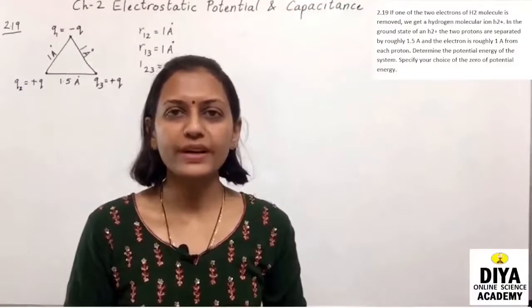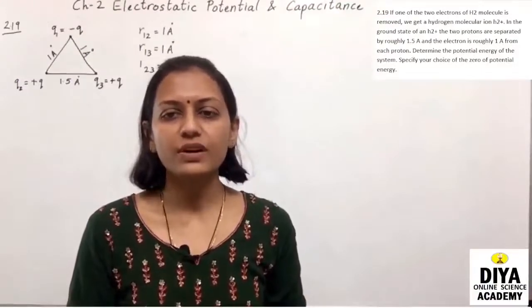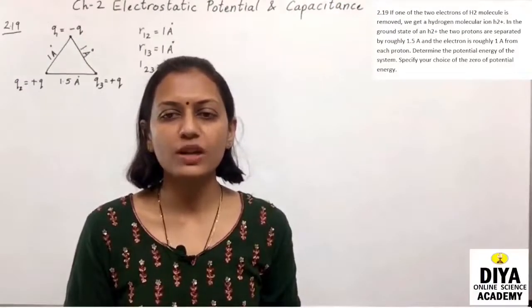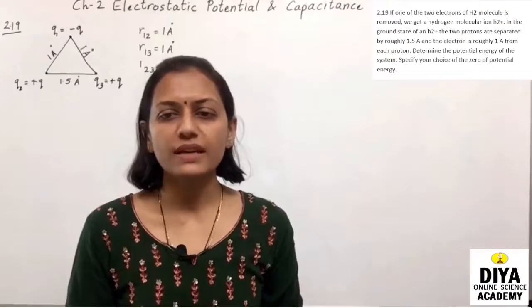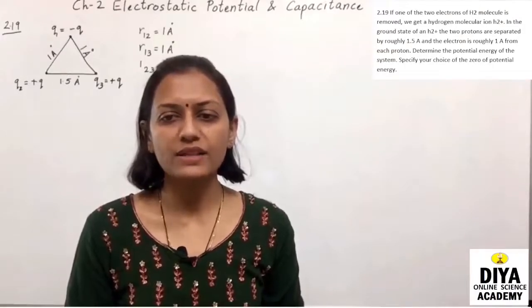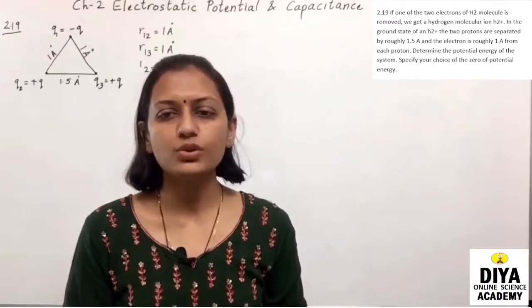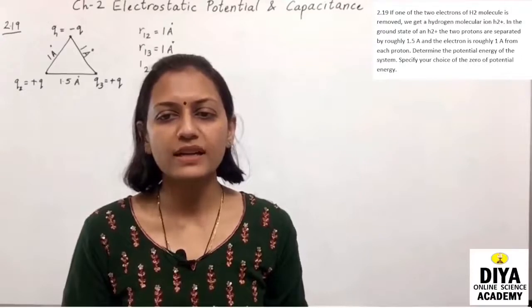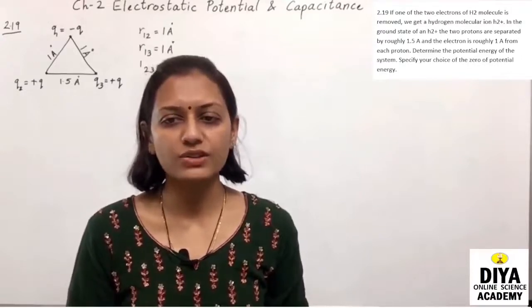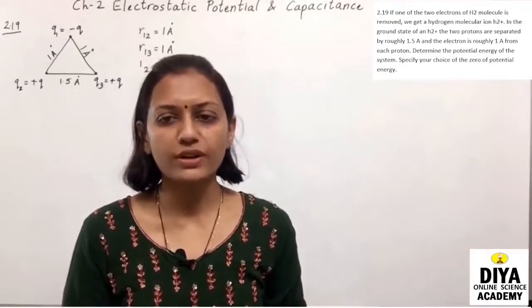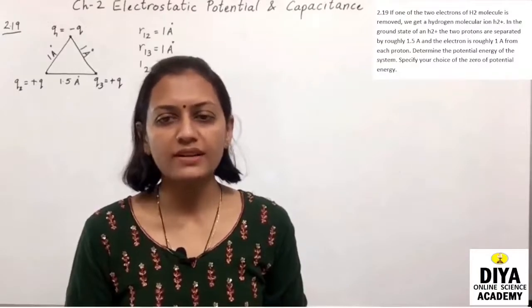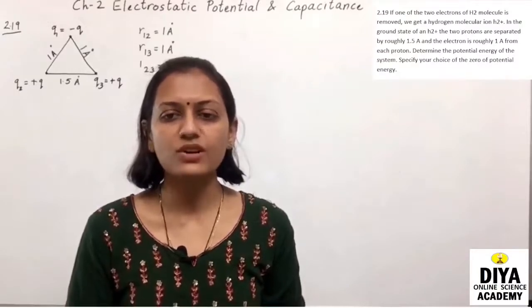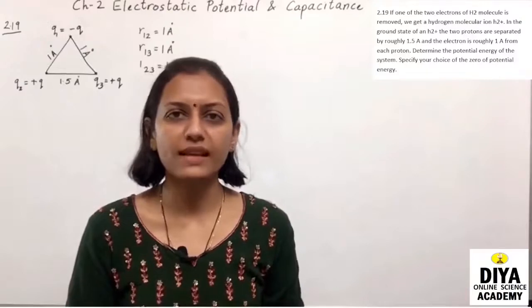Question number 2.19, which says if one of the two electrons of an H2 molecule is removed, we get a hydrogen molecule ion, H2 plus. In the ground state of an H2 plus, the two protons are separated by roughly 1.5 angstrom and the electron is roughly 1 angstrom from each proton. Determine the potential energy of the system. Specify your choice of zero of the potential energy.